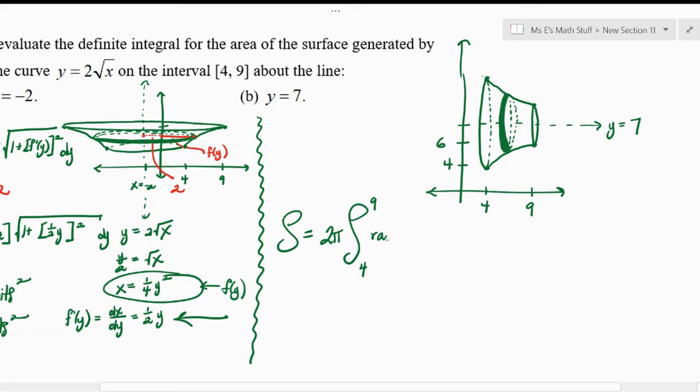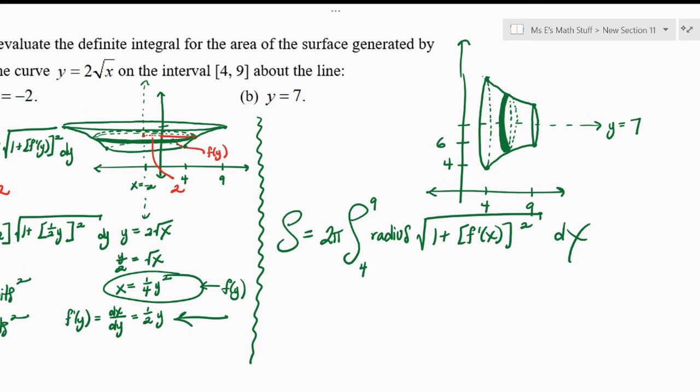We need something that represents the radius and then the arc length. And the appropriate arc length formula would be the square root of 1 plus, in this case, f prime of x squared, and then with respect to x. Okay, so trickiest part, figuring out the radius. I'm hoping if you look at your picture, it should help you keep that straight.